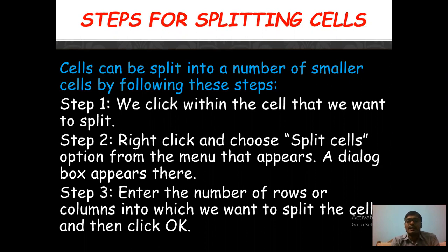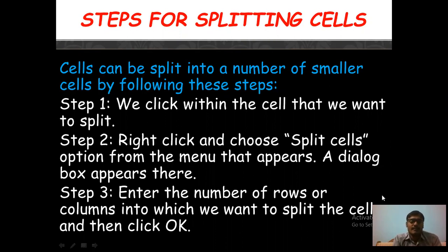Step 1, click within the cell that we want to split. Now, right click and choose the split cells option from the menu that appears. A dialog box will appear. Then the next step, enter the number of rows and columns into which we want to split the cell, and then click OK. In this way you can split the cells.